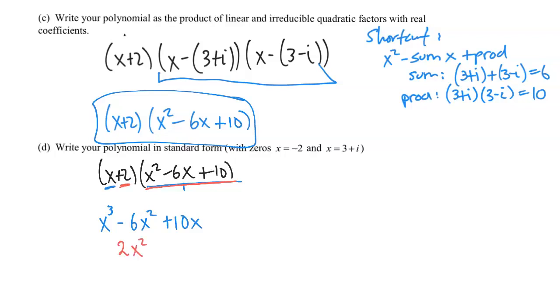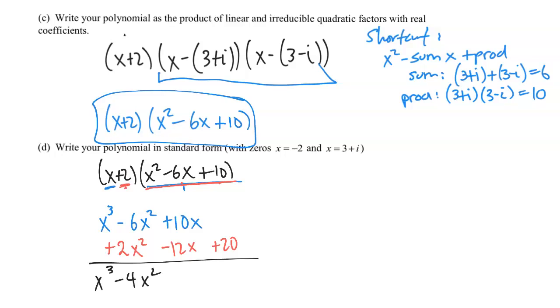I'm going to write that underneath the other x squared term to keep this vertical and lined up, because here in a minute when I add them together, now that I see them right on top of each other, I can just add vertically and it becomes much easier. 2 times -6x is going to be -12x, and I'm going to put that underneath the 10x that I already had. And then 2 times 10 is going to give me 20. And so when I am ready to add all of this up, I just draw a little addition bar here, and I have x cubed, -6 plus 2 is going to be minus 4x squared.